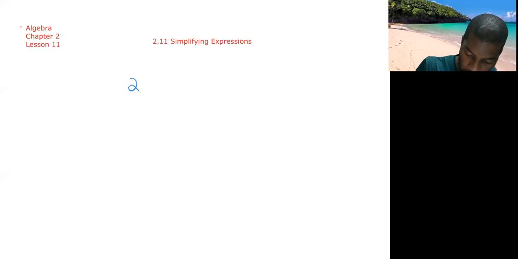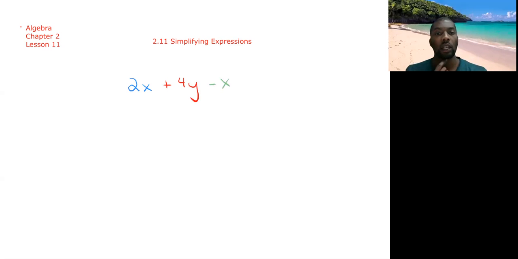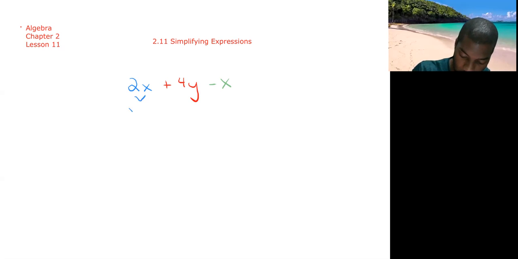It is 2x plus 4y minus x. Now you notice that I like to write these terms in different colors. I like to write like terms in the same color. As you can tell, we don't have any like terms here. We have three different colors. The 2x literally translates into x plus x. There are literally two x's. The 4y literally translates into 4 y's.